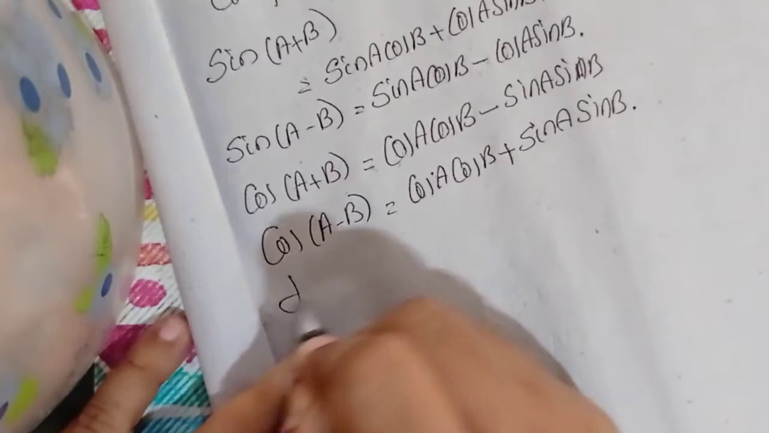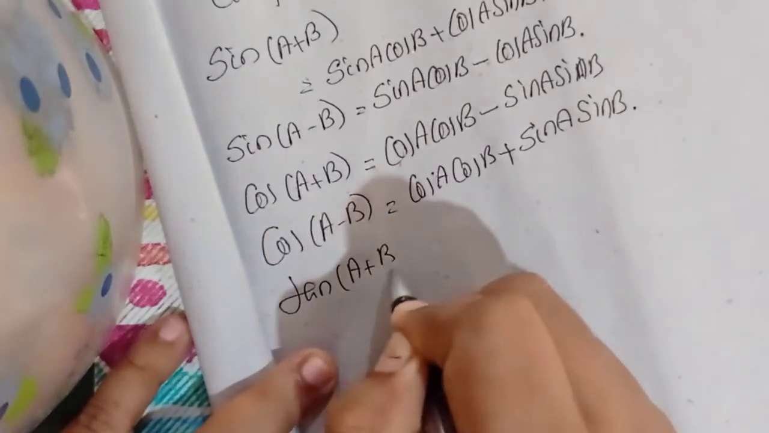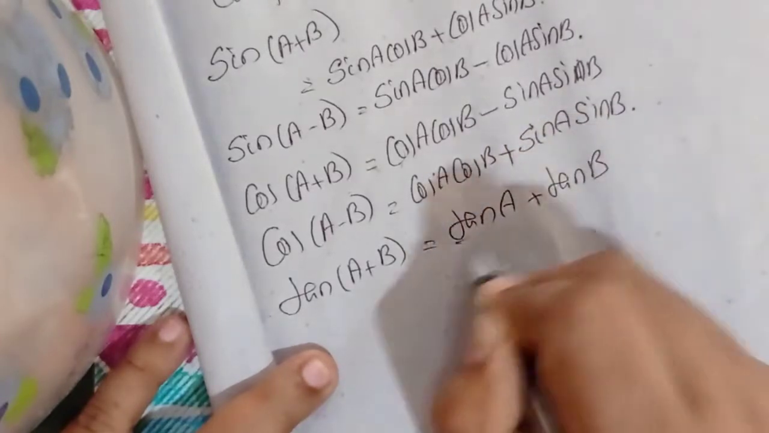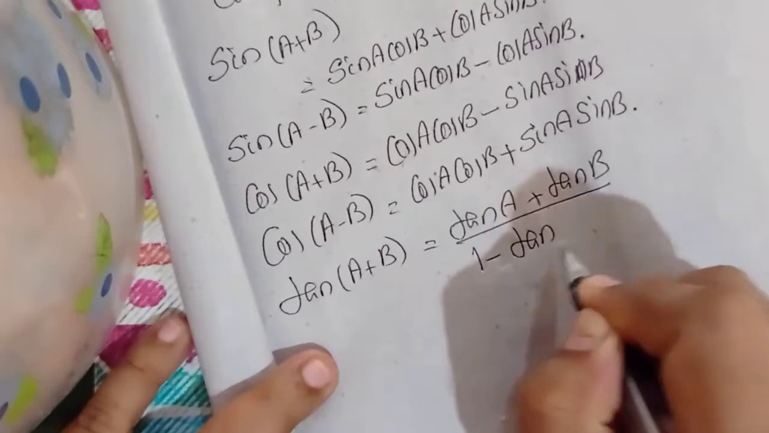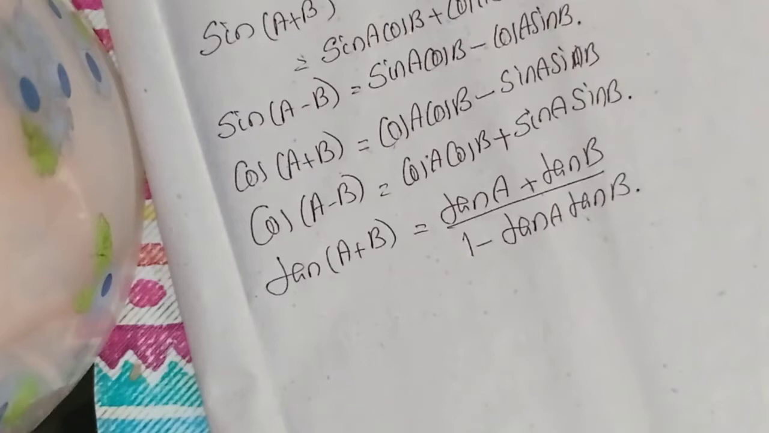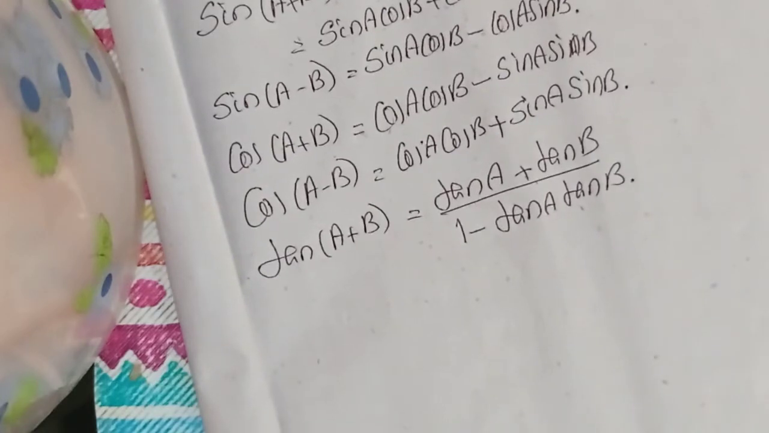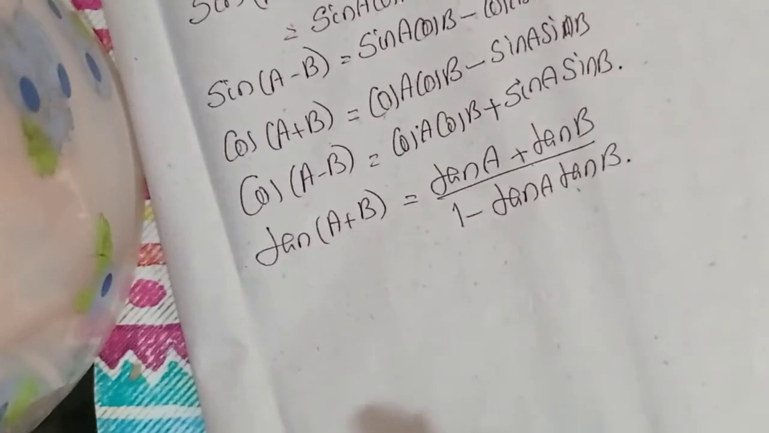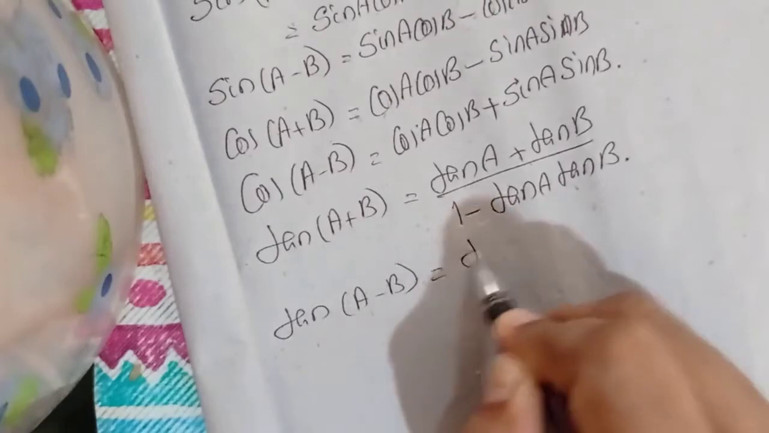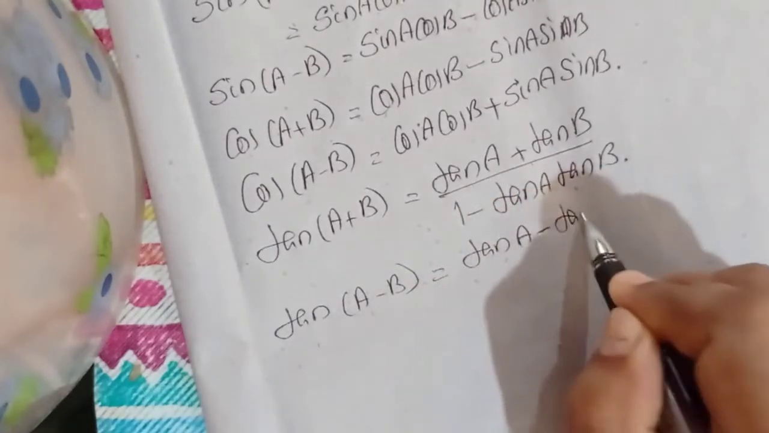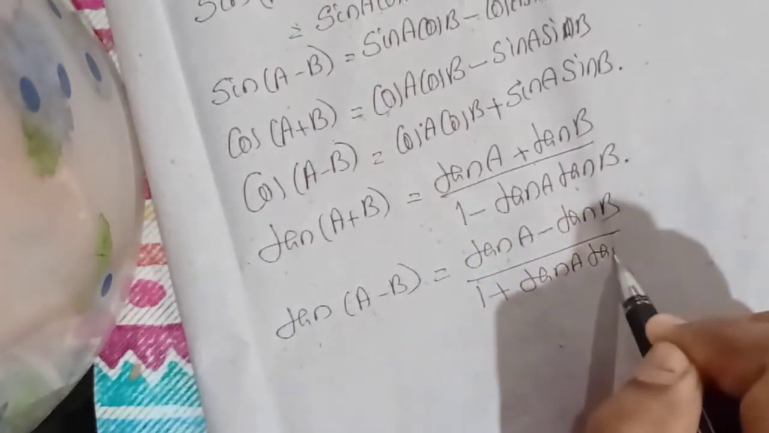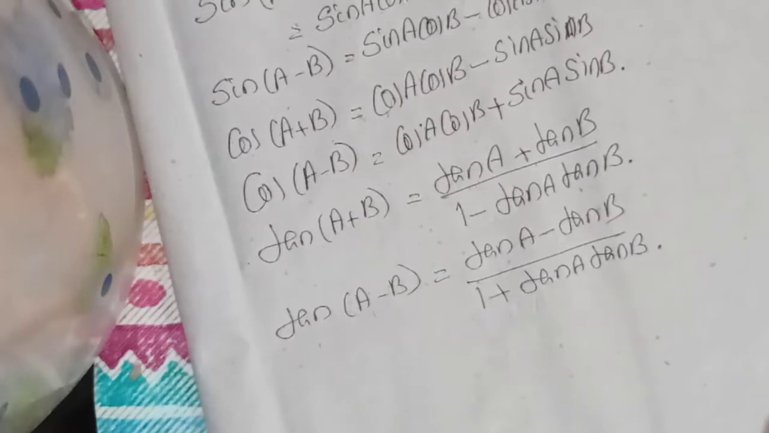Tan A plus B is equal to tan A plus tan B by 1 minus tan A tan B. Next, tan A minus B is equal to tan A minus tan B by 1 plus tan A tan B. Study these formulas.